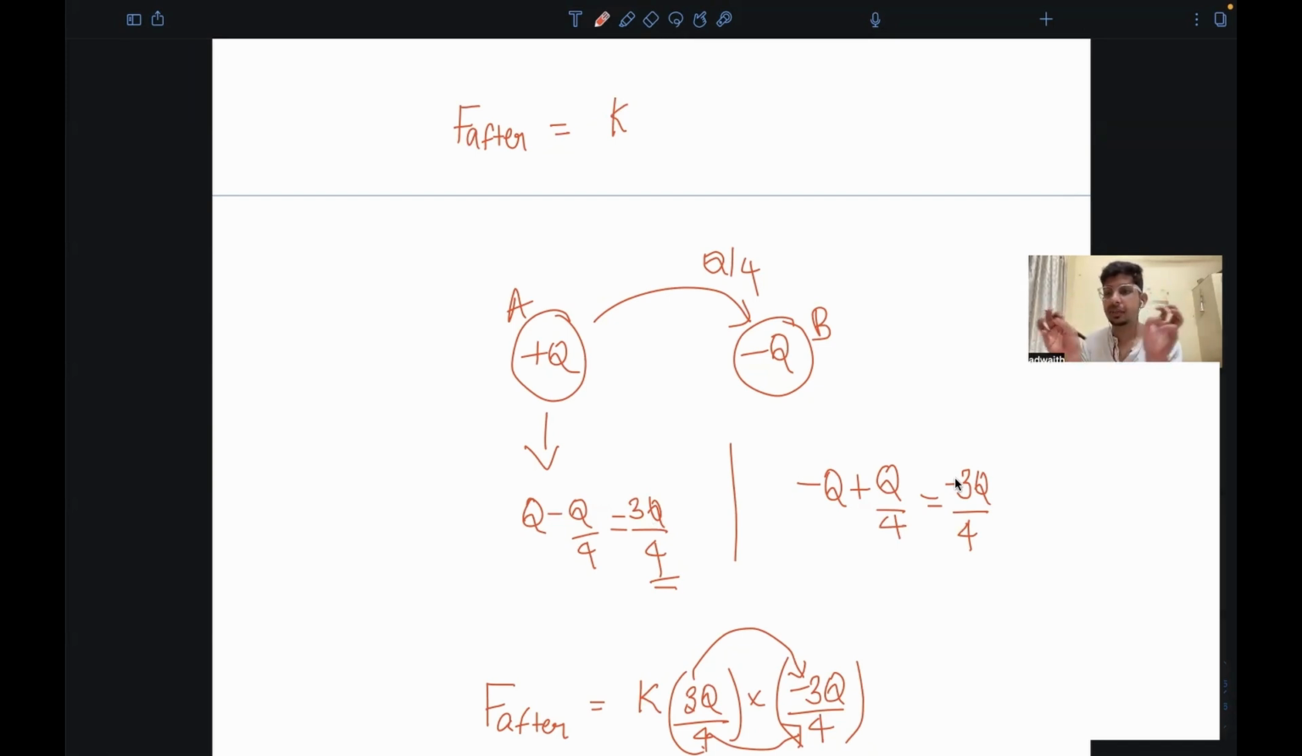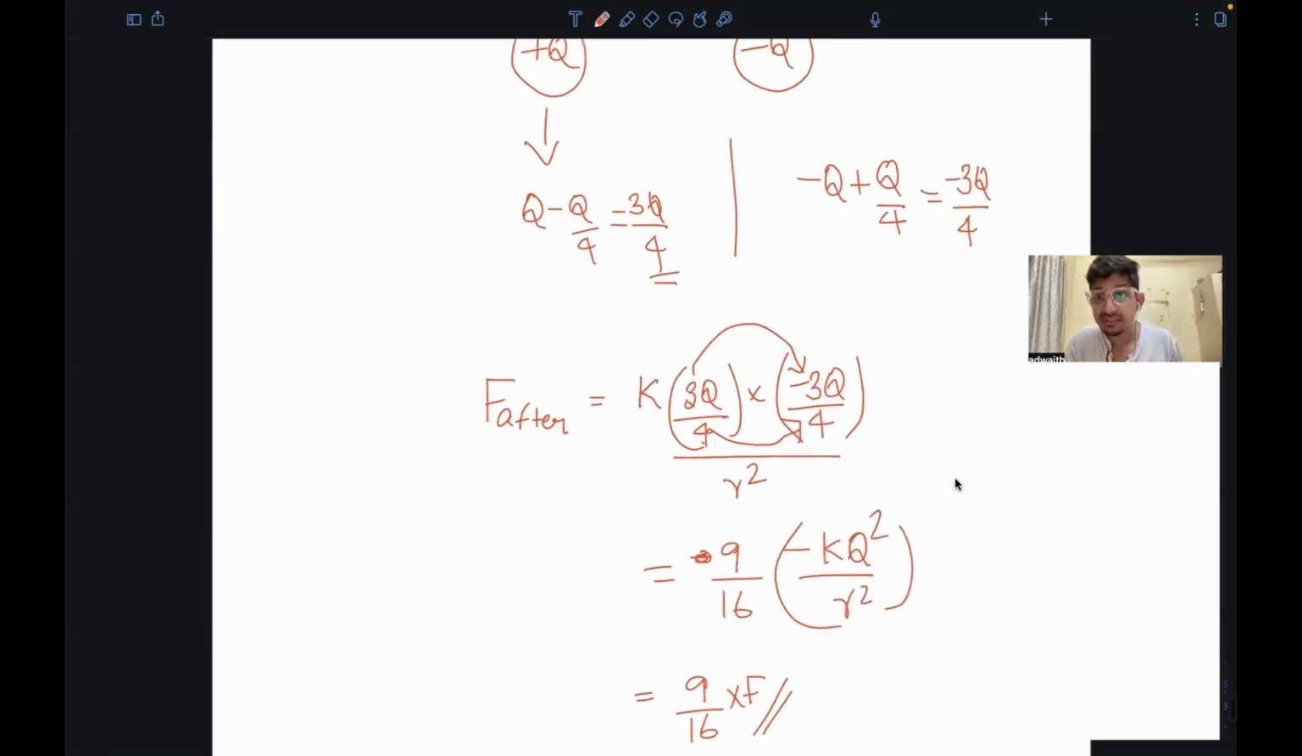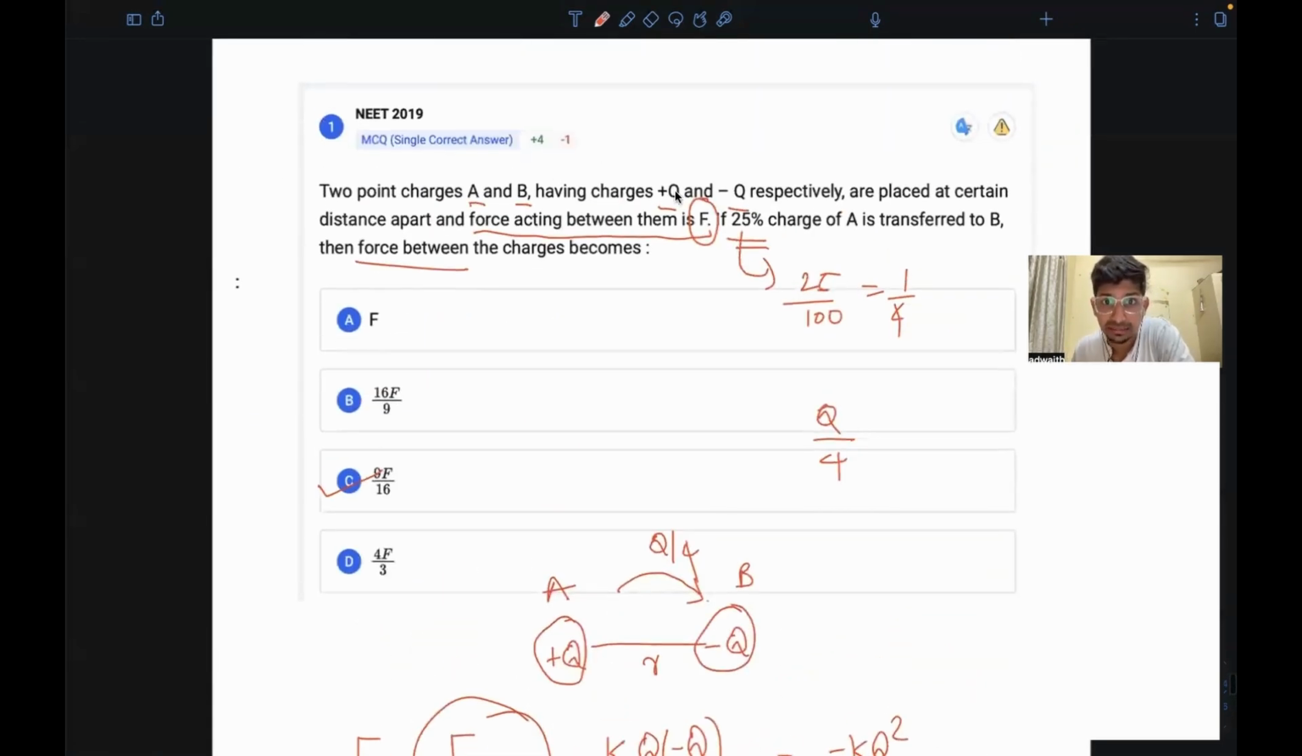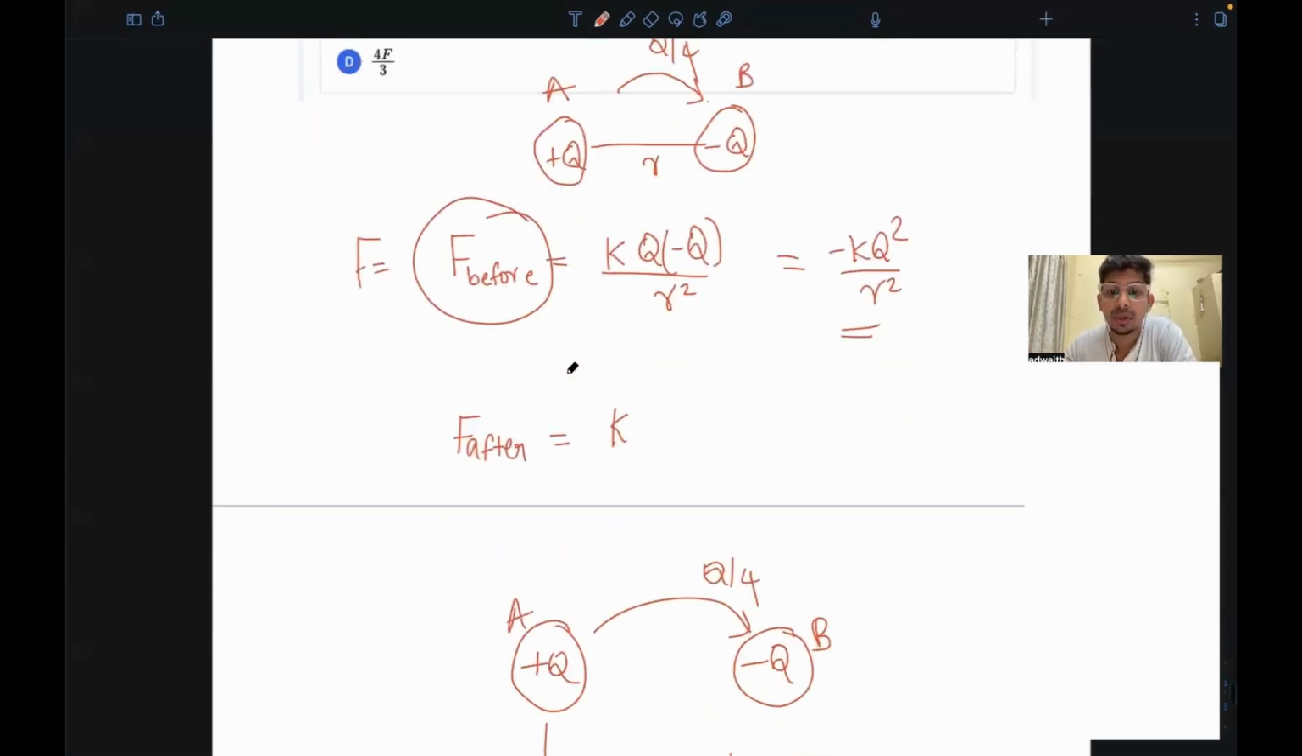Now the charges changed, so definitely there will be a change in the force. Let's see what happens. We will just use Coulomb's law again: K into the charge of A into the charge of B, which is minus 3Q/4, divided by R square. Taking all the constants outside, 3 into 3 is 9, 4 into 4 is 16. Then I keep all the other terms together. Carefully look at this term, minus K Q square divided by R square. This is nothing but the force acting between them before we transfer the charge. If you substitute that, you will get this equation.